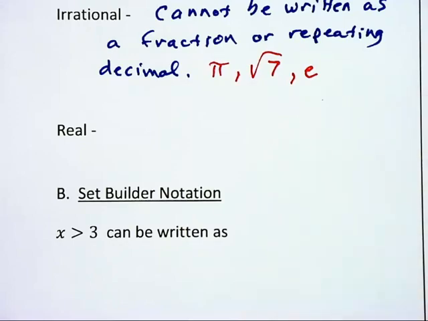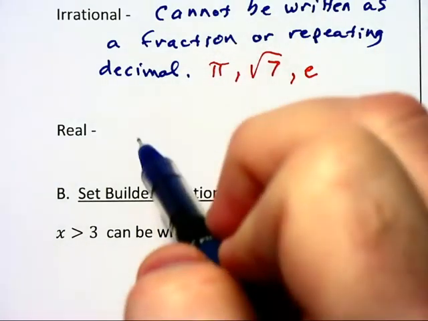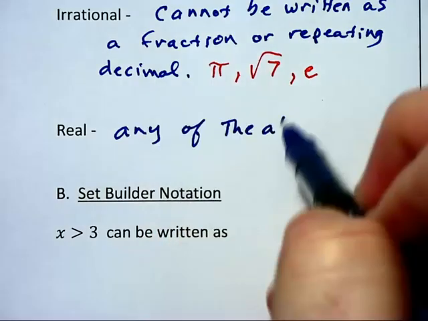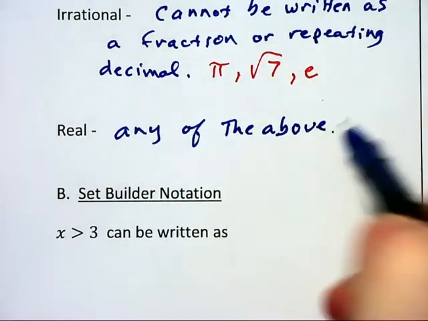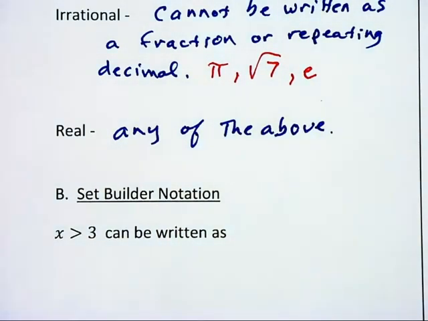Now, a real number basically refers to any of the above. Any number that you know of so far is a real number. What isn't real? Well, we'll talk about that later in the course also. If something is not real, it is an imaginary number. And then we have complex numbers also. So real right now basically refers to anything you've heard of in the past.